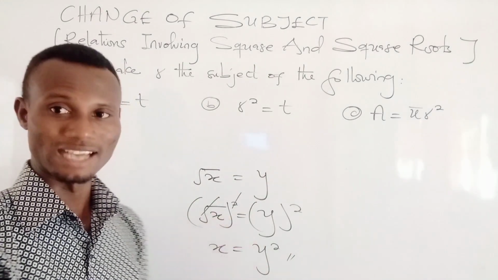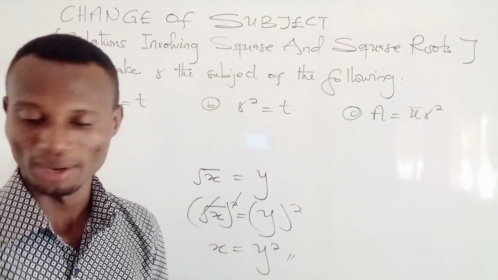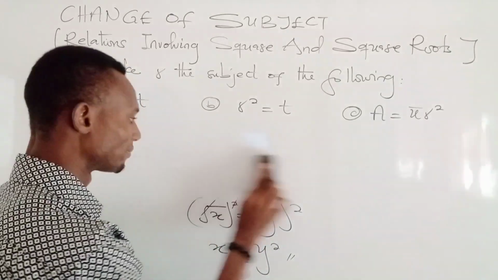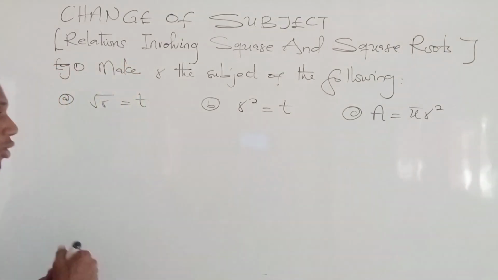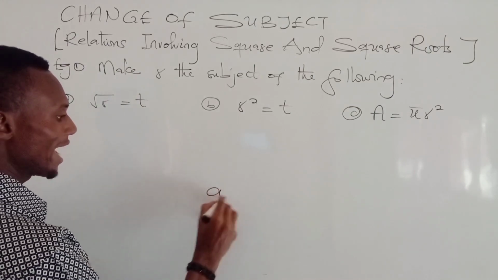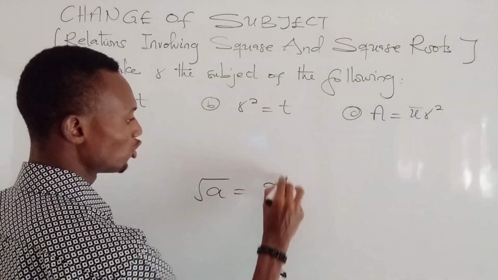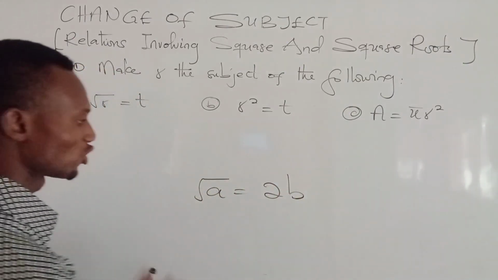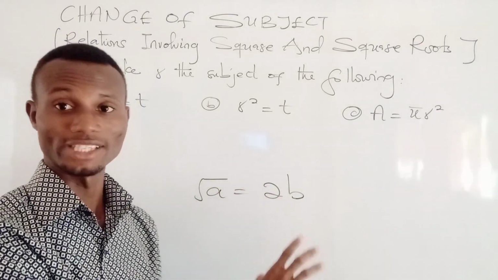Let me use another example to explain it to you before we handle the one that I have on the board. So I'm going to clean this one, then we are going to do another example similar to it. So assuming I have, let's say I have a square root of a equals to, let's say, 2b. Okay, we are being asked to make A the subject of this given equation or relation.